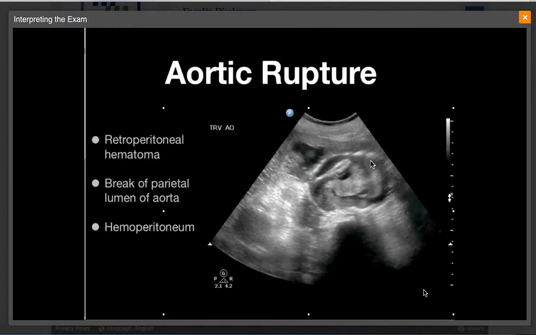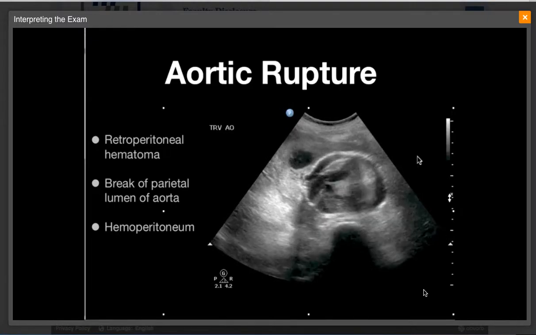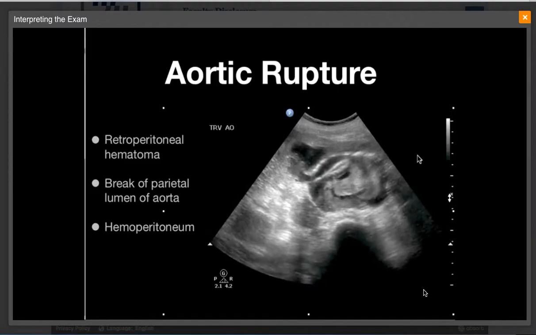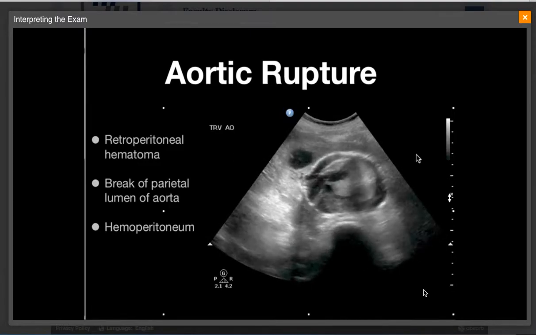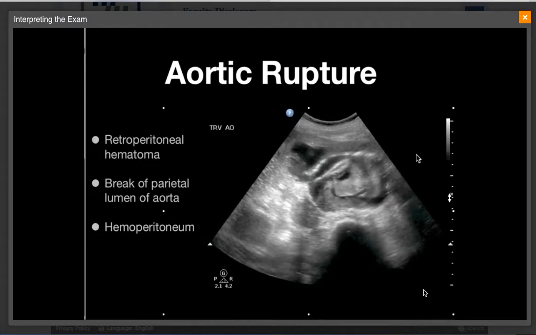What about diagnosing aortic rupture with ultrasound? Rupture of the AAA is the most common complication and is associated with a high mortality rate of almost 90%. Direct findings of rupture are infrequently seen with ultrasound, and that's the problem.